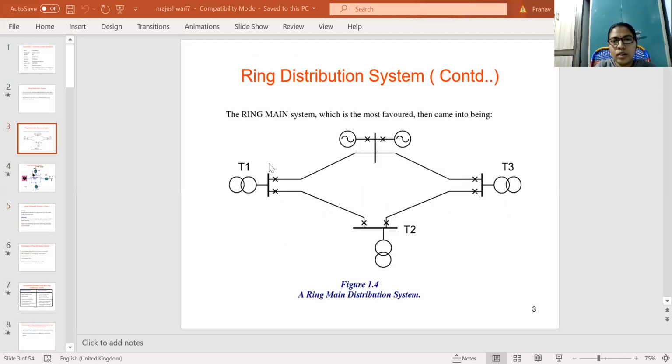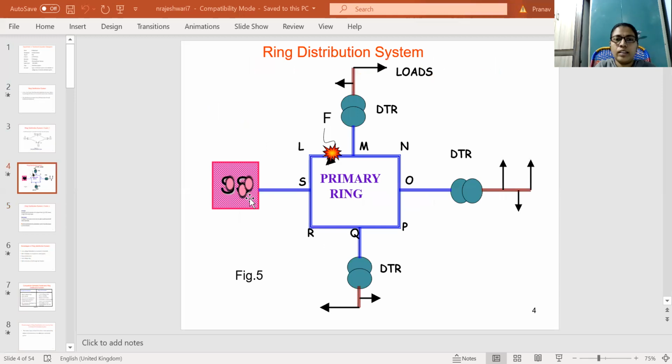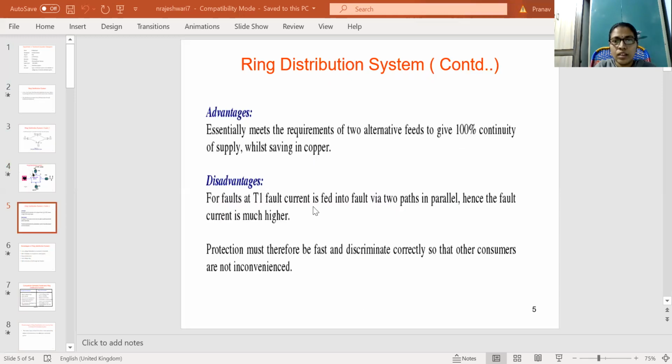See this, if a fault occurs here, towards T2, this complete loop will be affected with the supply fault current. Two parallel paths are affected, so the fault current is much higher than the normal fault current. The protection must therefore be fast and discriminate correctly so that consumers are not inconvenienced.